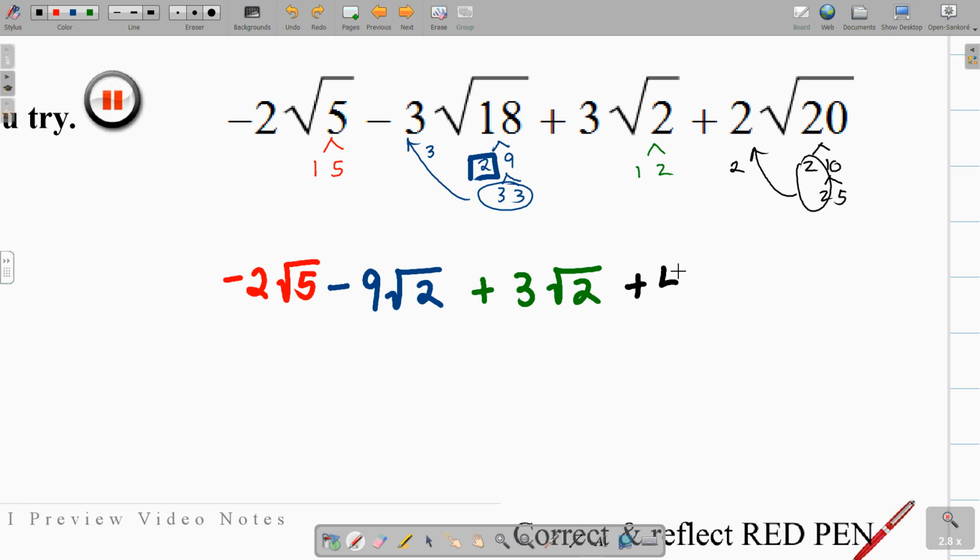Make sure you take your red pen and correct whether you did that correctly. And if you have serious questions about this, come see me. I'll give you extra practice. Okay, that's adding and subtracting radicals.